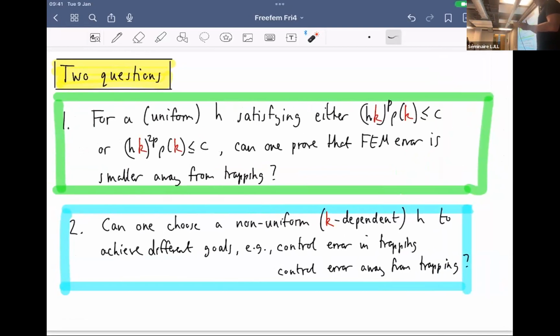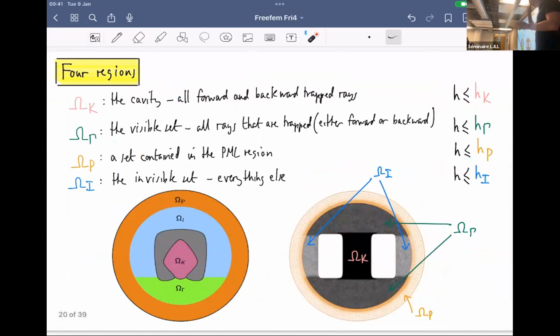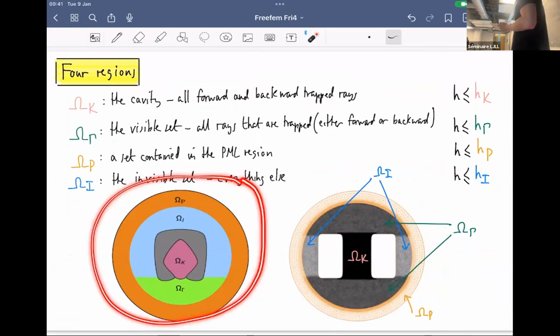So we're going to think about a non-uniform H. So we want to think about how to split up the parts of the domain, right? What is the important criteria in order to decide how we should split the domain? And the criteria is all about the rays. So let's go down to this picture here at the bottom left.